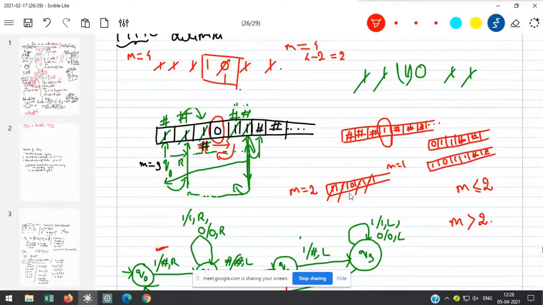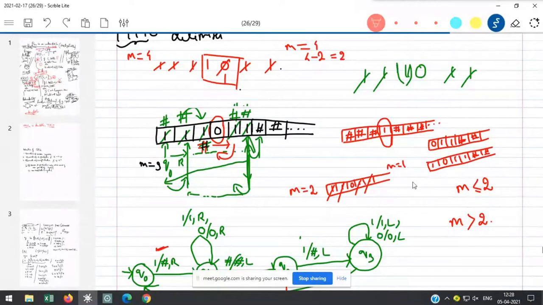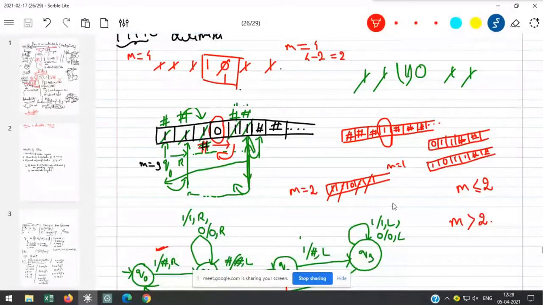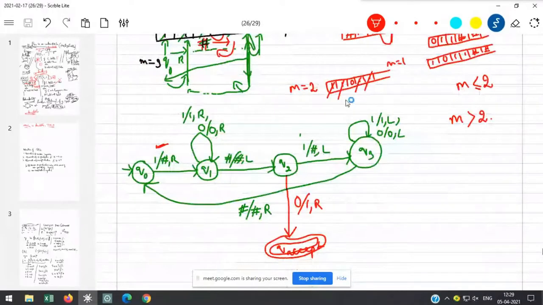Okay. In this case, the condition is different when m is less than or equal to 2 and m is greater than 2. For m greater than 2, I have designed the required transition function. But what about m less than or equal to 2? This recursive process will keep on happening there. But instead of this 1, we're going to get 0 there.